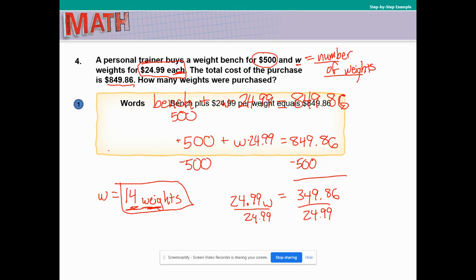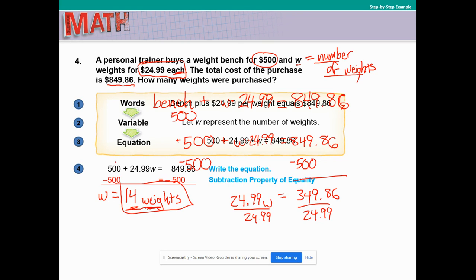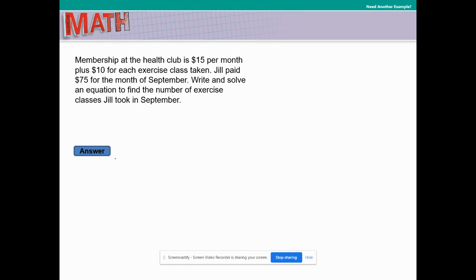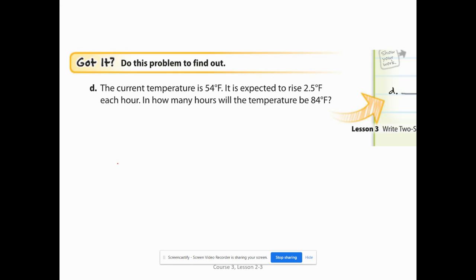All right, so why don't you guys try that with problem D at the bottom of your page 131. There we are, D. Go ahead and solve for the number of hours, how many hours it takes for the temperature to be 84 degrees. Okay, current temperature is 54 degrees, and we want it, how many hours will it equal 84 degrees?